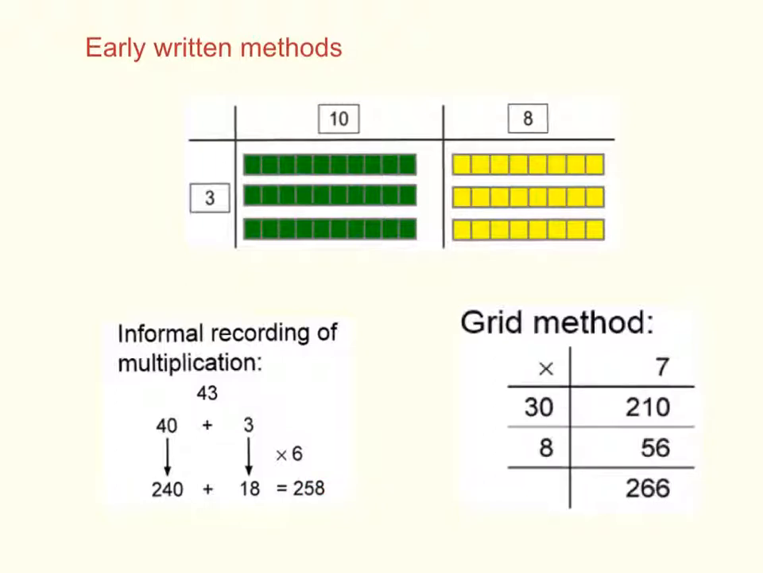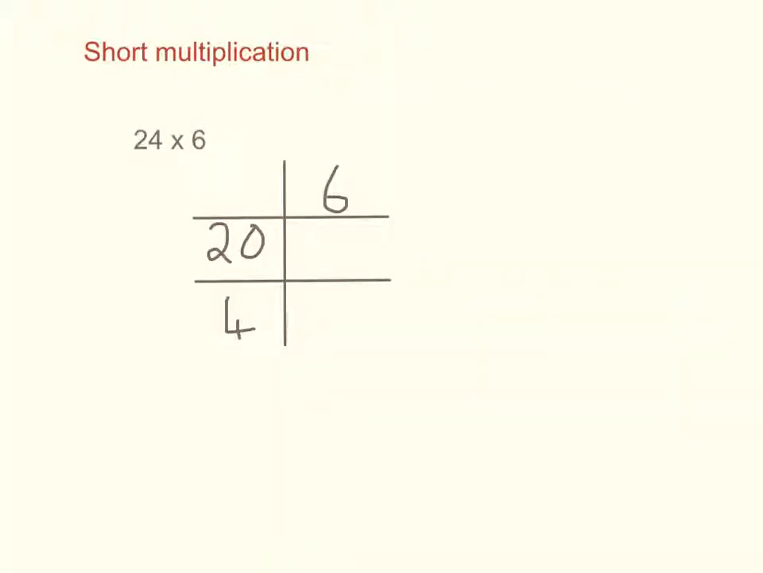Ultimately, they'll learn to lay them out in a grid, as shown here to calculate 38 times 7. The parts of the numbers that have been multiplied, 210 and 56, are added. Let's have a look at that method in action.